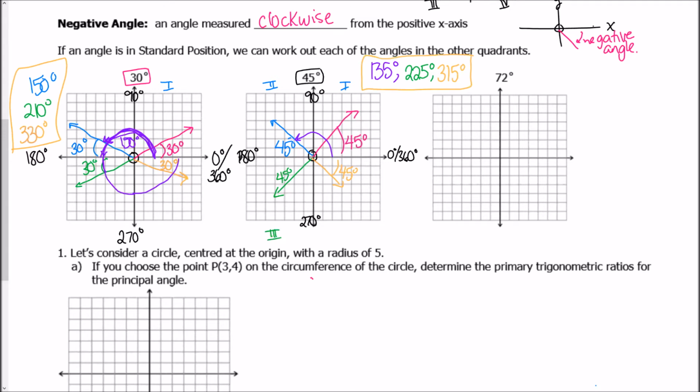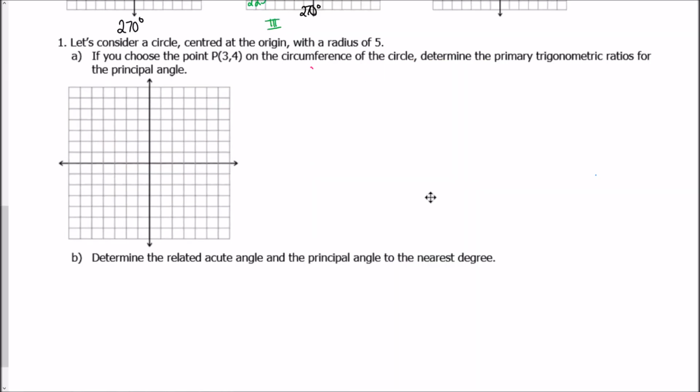So let me just label this for you guys so we can kind of see this a little bit better. So that means that this up here was 135 degrees, this is 225 degrees, and then over here, this one over here is 315 degrees. I would like you to please try the 72-degree angle, and then we will discuss it when I see you guys in class. All right, so let's take a look at question number 1.